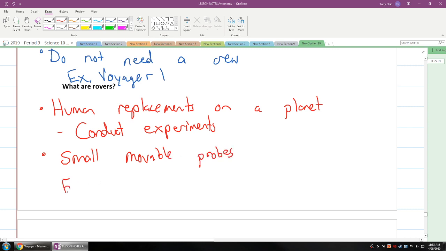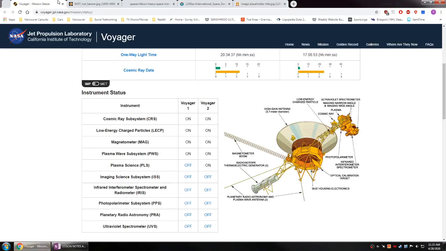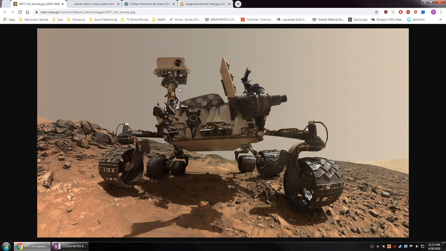An example of this, one of the most famous rovers, is Curiosity, which was sent to Mars about 10-ish, 15 years ago to explore Mars. And you can see this is what Curiosity is. It has a lot of scientific equipment on it to study the ground of Mars.